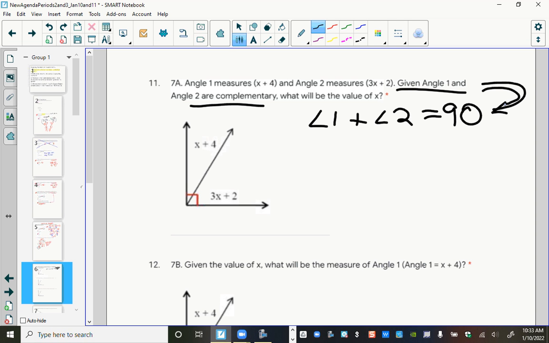So what's going to happen in the end? The angle 1, which is x plus 4, plus 3x plus 2. Now, unlike the previous problem, all your terms are on the same side. Yes, sir. Combine like terms, very good. CLT, combine like terms.